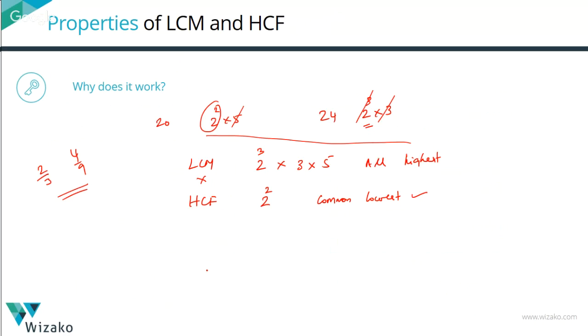Point number 2, this rule works perfectly well when we are talking about two numbers. It may or may not work beyond two numbers. So do not extrapolate, thinking that A into B into C is equal to the LCM of ABC into HCF of ABC. It need not be the case. It will work perfectly for two numbers, but not for anything more than two numbers. So it's property number 2. Let's move on to the third one.